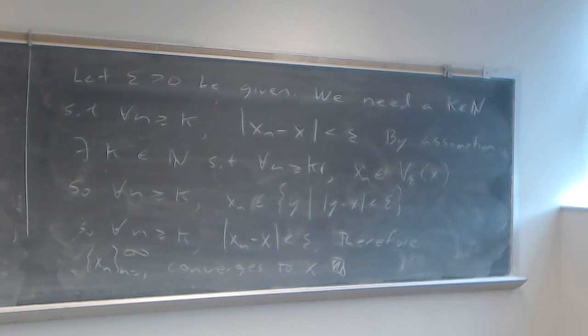It says, given a sequence x of n and a natural number m, the m-tailed sequence, that's what I'm defining, m-tailed sequence of x of n is the sequence x sub m plus n, where n runs from 1 to infinity.